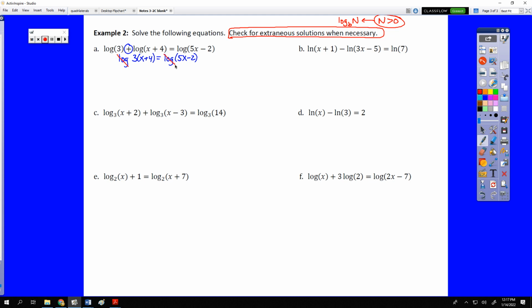They cancel. Then we would solve the remaining equation, which would simply be distributing the 3, which would give us 3x plus 12 equals 5x minus 2. Then we would isolate the variable, which would be subtract 3x from each side and add 2. Would give us 14 equals 2x. And then we would divide by 2, which would give us our potential answer, x equals 7.